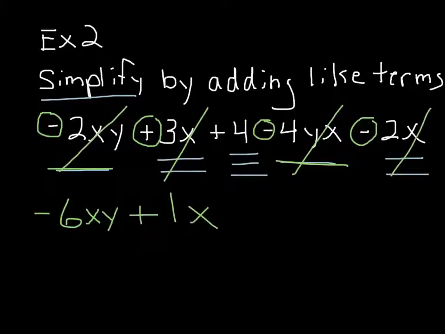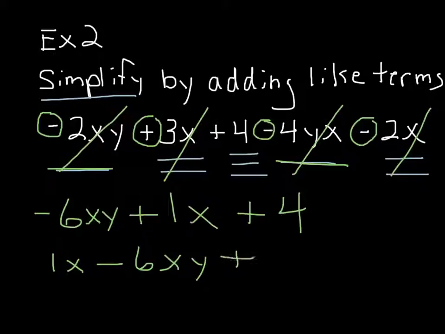The only thing I have left is the one with 3 lines underneath, just a +4. There's nothing I can combine that with. So my final answer is what I've shown here. Remember, it doesn't matter if I did the 1-liners first, then the 2-liners. I could have done the 2-liners and gotten 1x minus 6xy, plus 4. I could have had the constant first, plus 1x minus 6xy. The order doesn't make a difference as long as I've combined the like terms correctly.